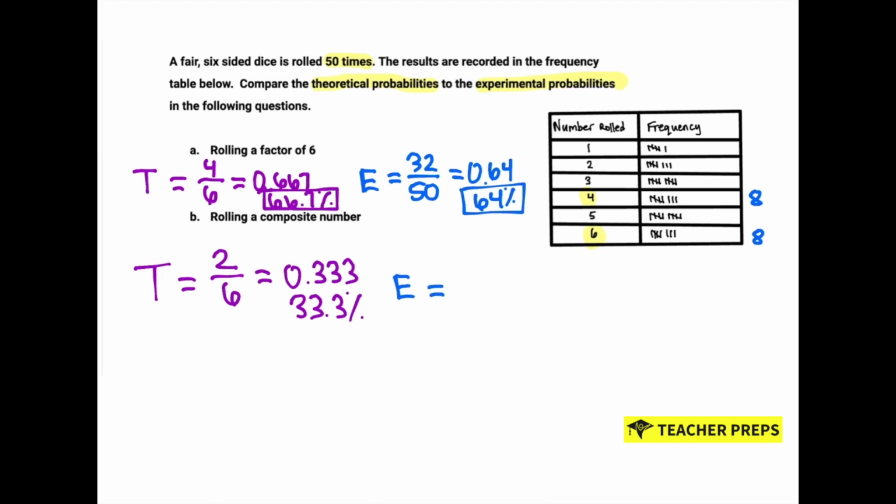In our simulation, we had a 4 8 times, and we had a 6 8 times. So we rolled a composite number 16 out of the 50 times. 16 divided by 50 is 0.32, which is 32%. So in our experiment, we rolled a composite number 32% of the time. And in theory, we should have gotten it 33.3% of the time. Our experimental probability was pretty close to our theoretical probability.